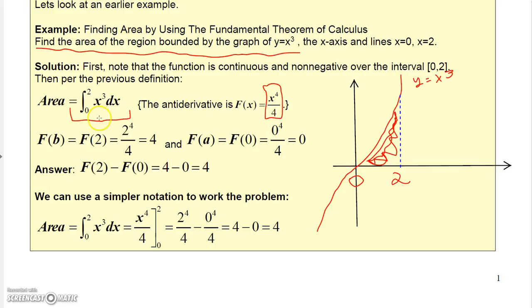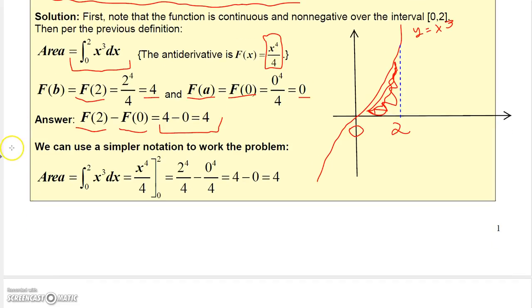Now evaluate that antiderivative at the upper limit 2, and I get 2 to the 4th over 4, which is 4. Then evaluate it at the lower limit, which is 0, and I get 0 to the 4th over 4, which is 0. So the answer is that I simply take the antiderivative evaluated at 2 minus the antiderivative evaluated at 0. So the answer is 4 minus 0, which is 4.